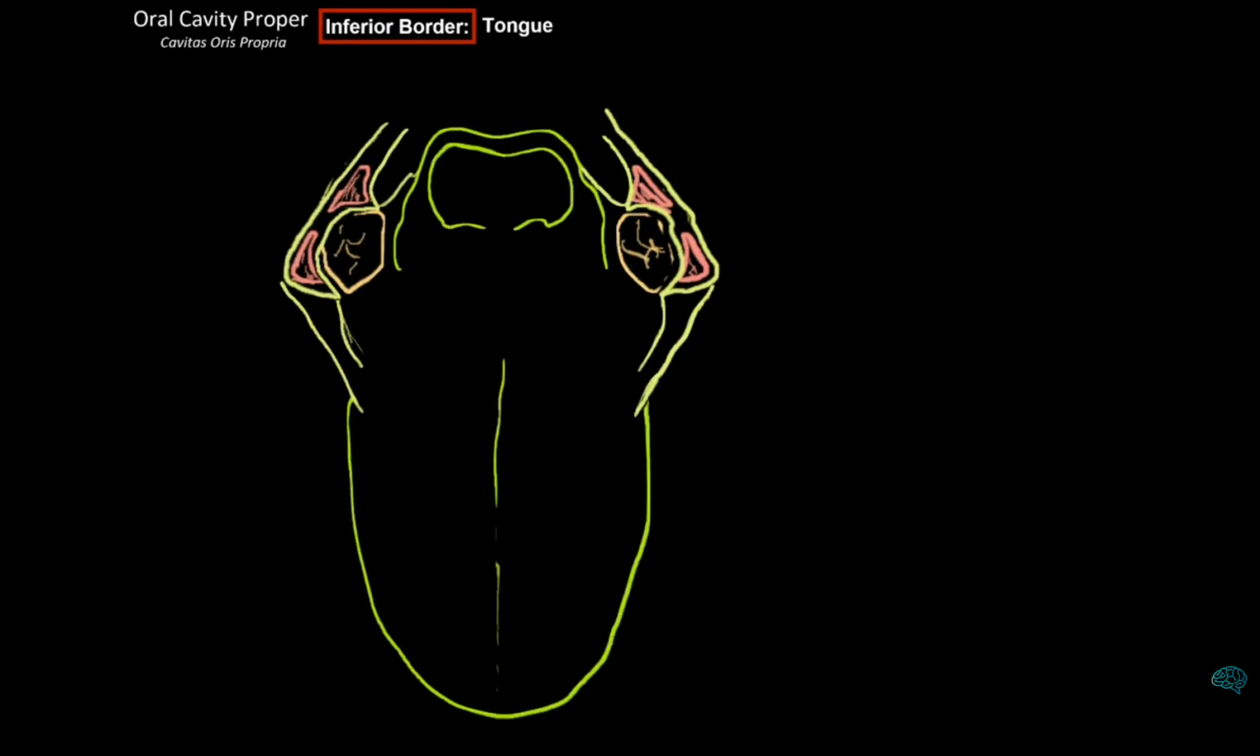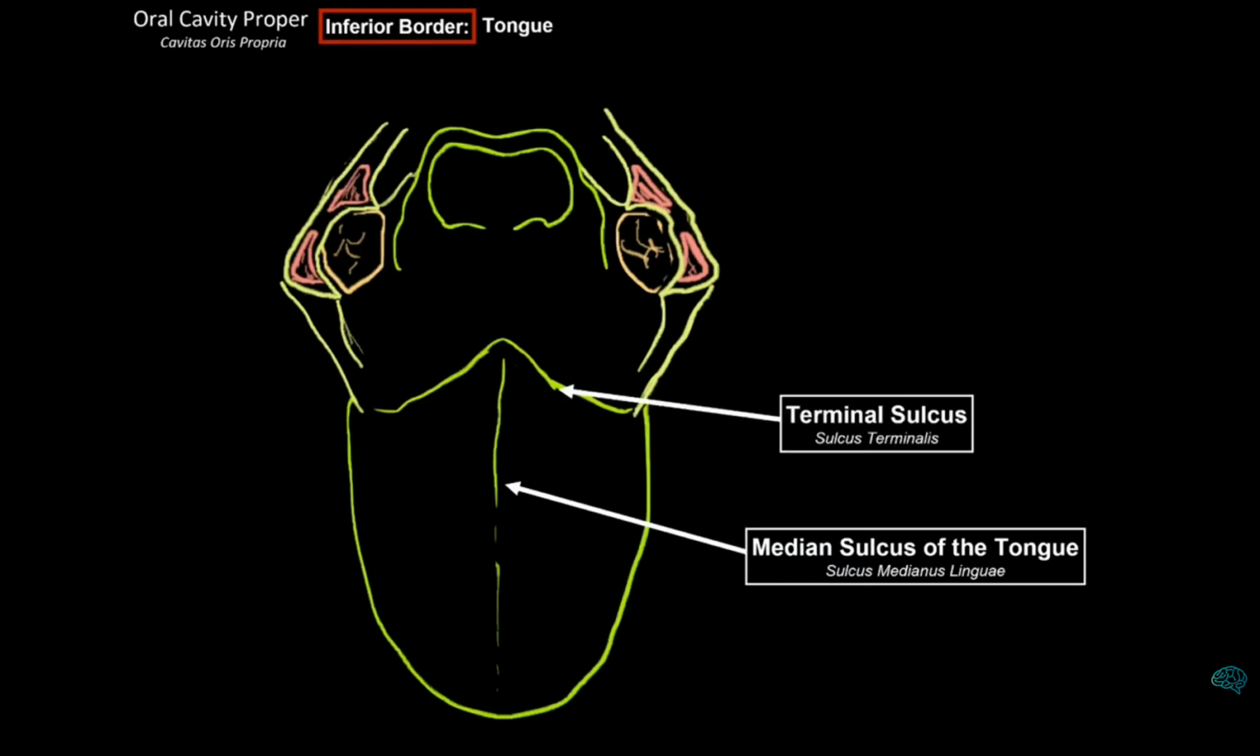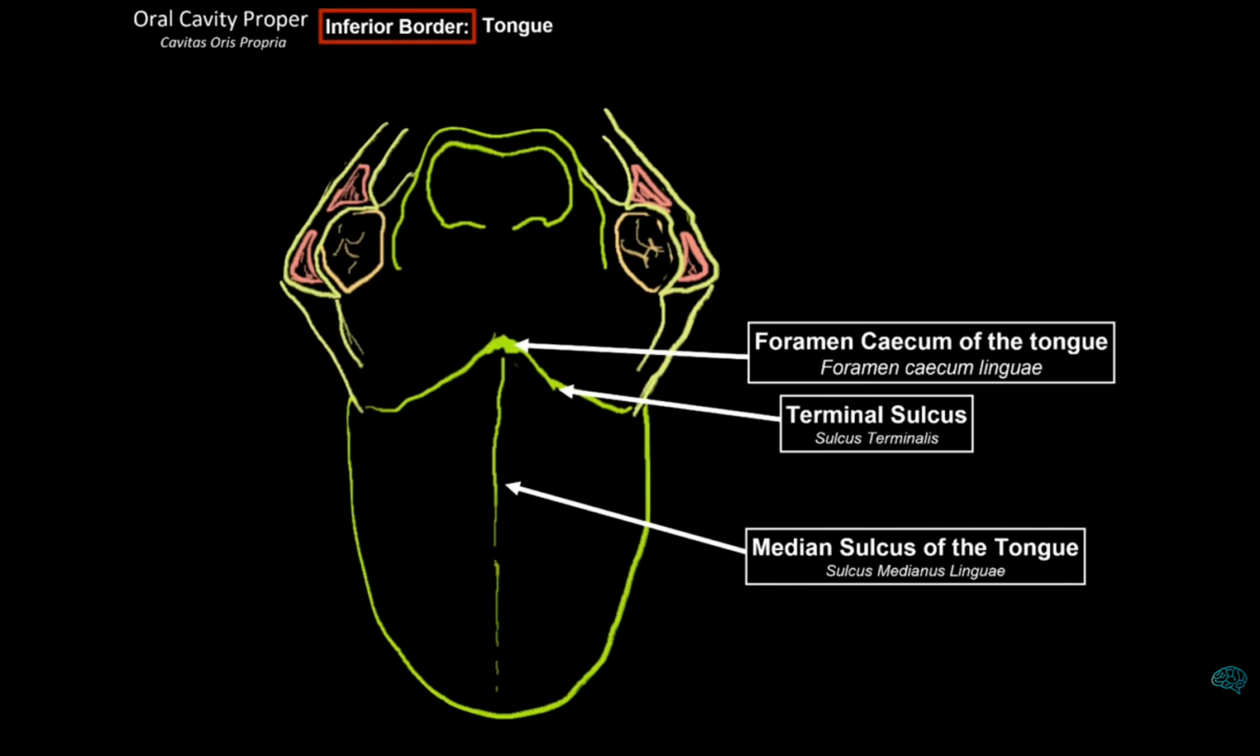First, there's a sulcus here in the middle called the median sulcus of the tongue. Then more posteriorly, you will find another groove called the terminal sulcus, which is a V-shaped groove that separates the body of the tongue from the root of the tongue. At the tip of the terminal sulcus, you will find the foramen cecum of the tongue, which is a small depression here in this region.